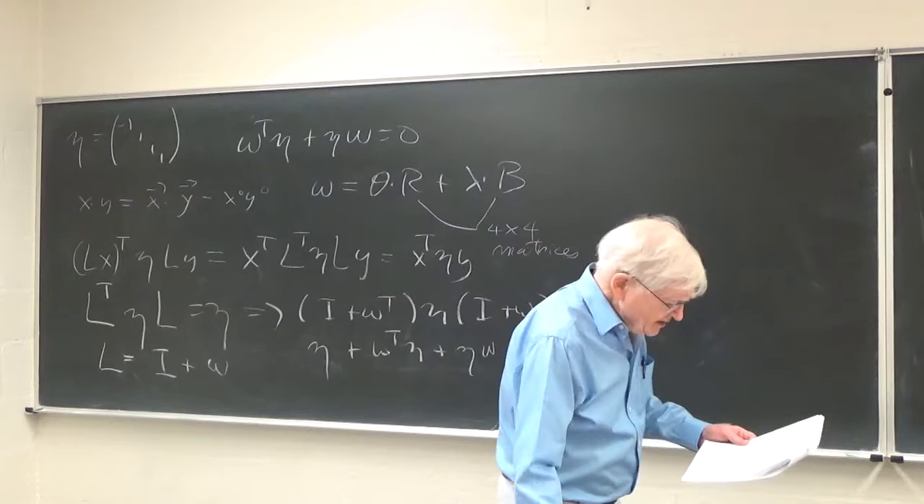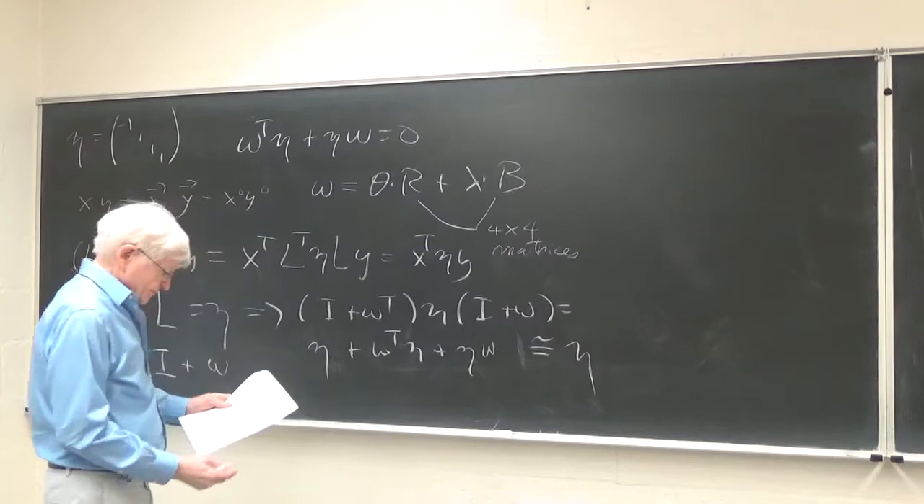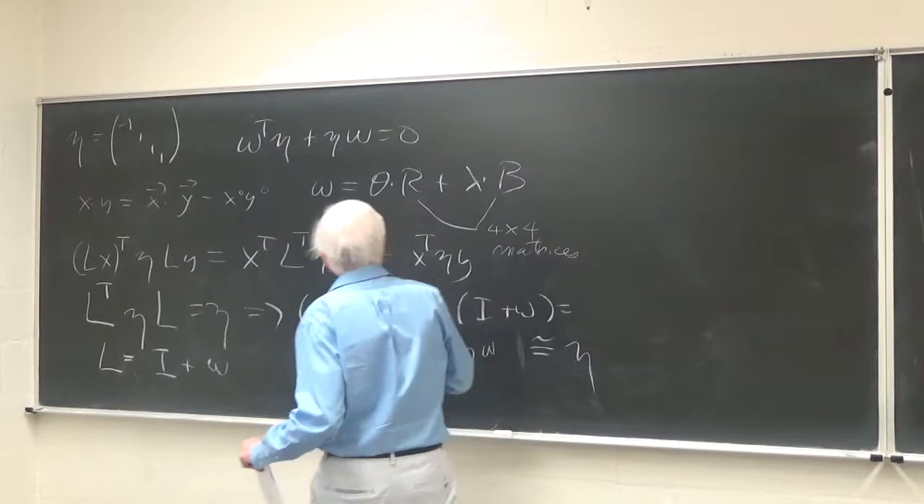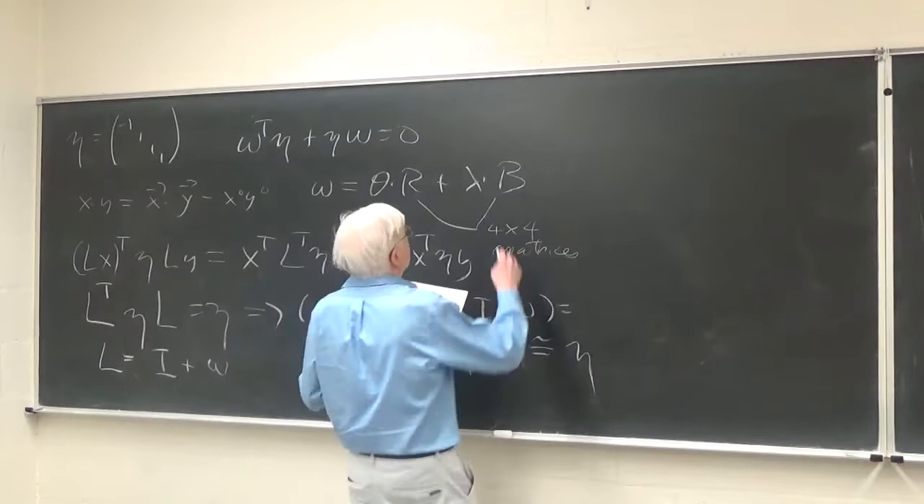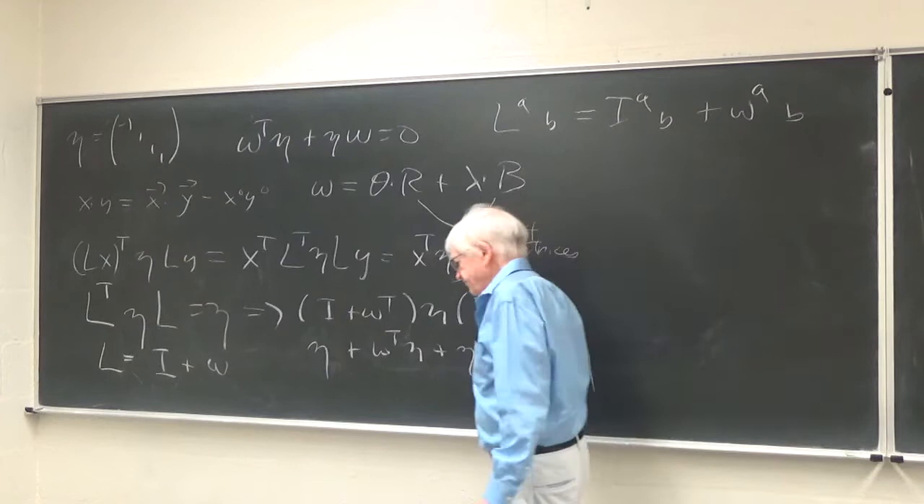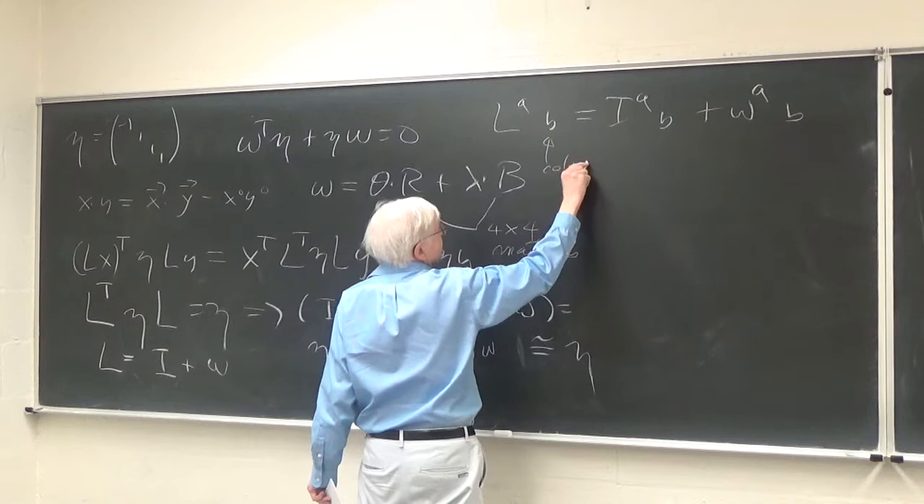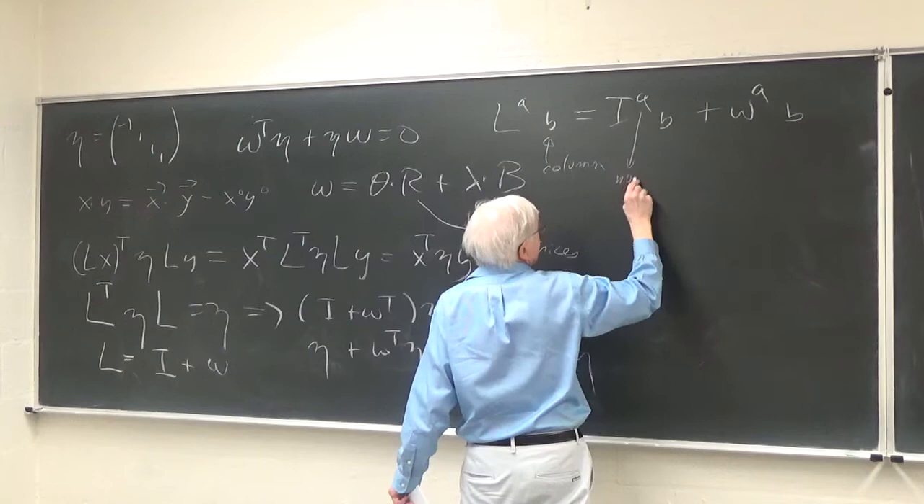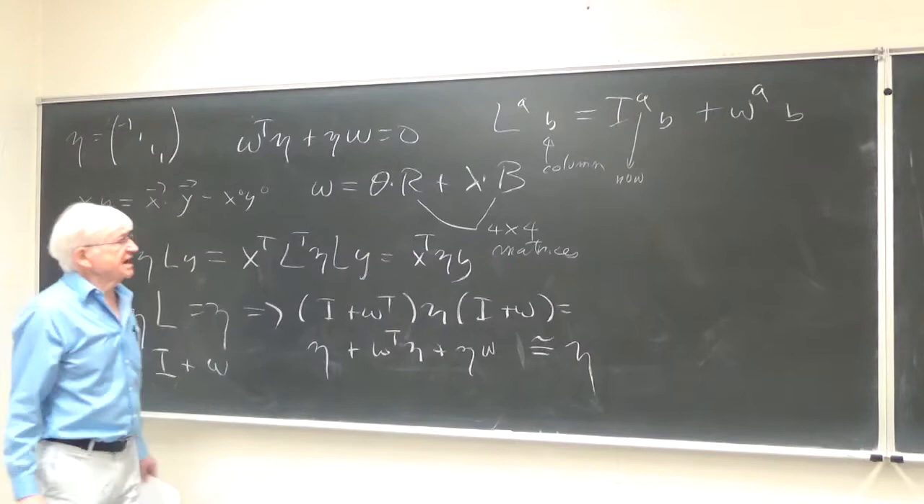And in any case, Weinberg does most things in chapter 5 in terms of components. So let me restate this relation in terms of components. And there are many ways of doing that, but to use Weinberg's notation, it looks like this. So this means column index, and the first index is row index. Okay, so that's what this notation means.